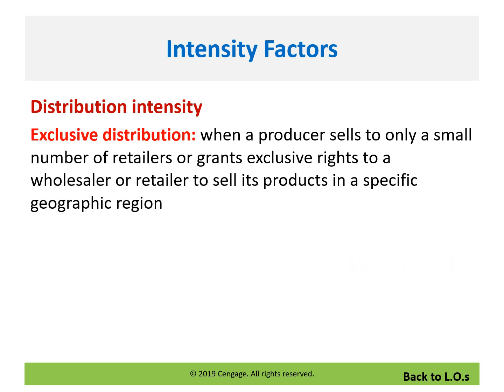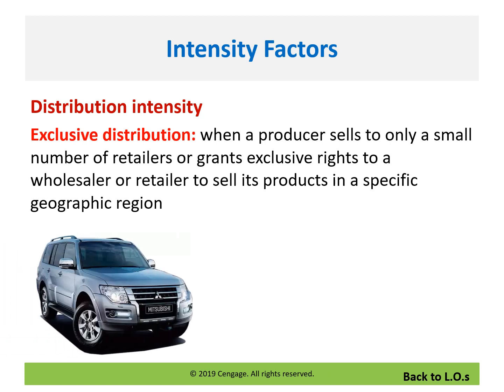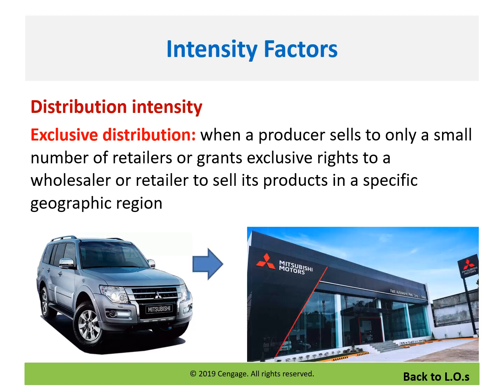Exclusive distribution is when a producer sells to only a small number of retailers or grants exclusive rights to a wholesaler or retailer to sell its products in a specific geographic region. For example, cars like Mitsubishi are only allowed to be distributed by an exclusive Mitsubishi Motors in a specific region. This may sacrifice some market coverage, but often develops and maintains an image of product quality and prestige. This limits marketing cost also.